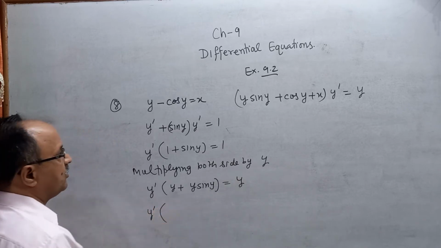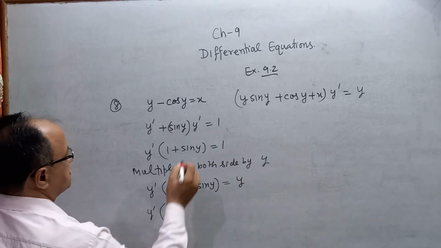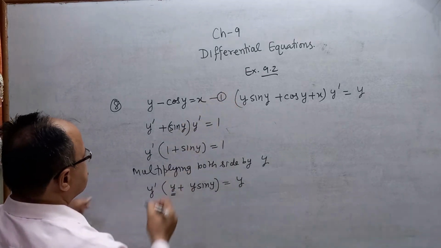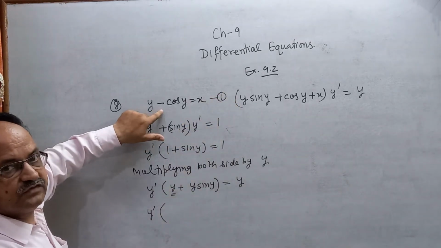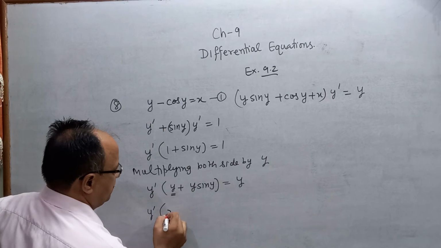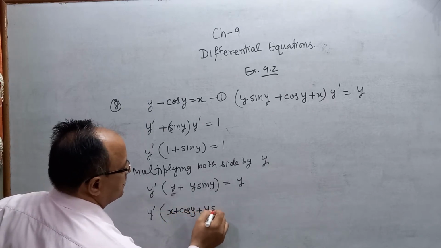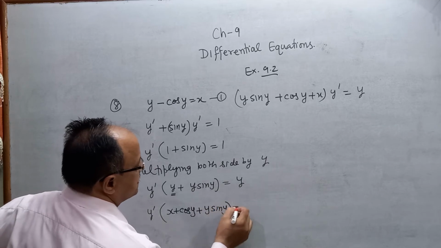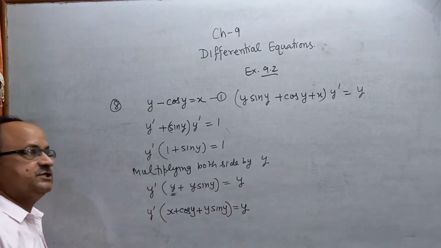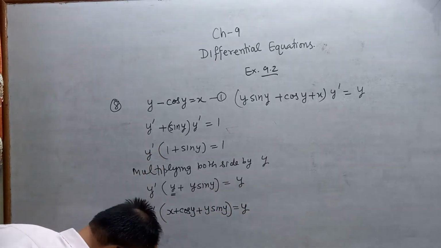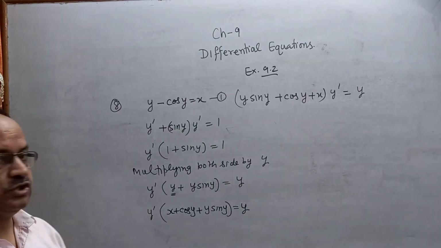Now put the value of y from the first. What is the value of y from here? That is x plus cos y plus y sin y is equal to y. Hence proved. Clear? This is the solution of question number 8.